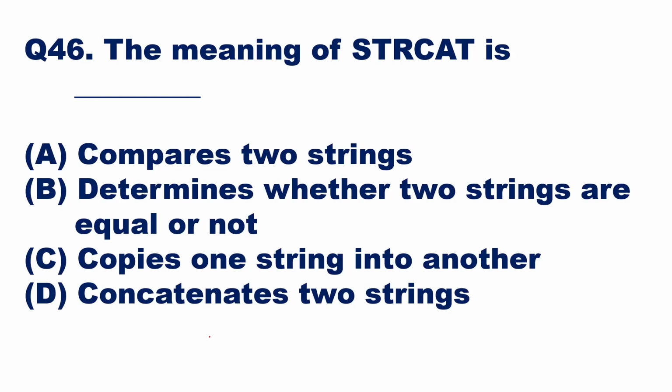The meaning of STRCAT is what? In these options, option A says that it compares two strings. Option B says that it determines whether two strings are equal or not. Option C says that it copies one string into another. Option D says that it concatenates two strings.